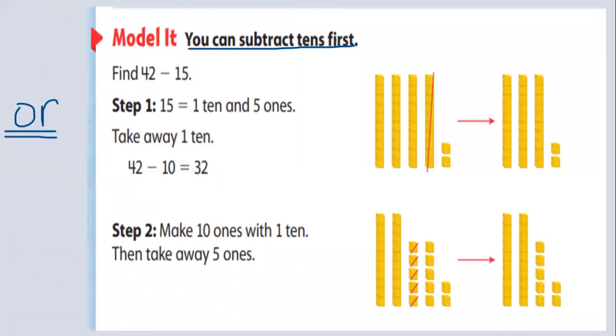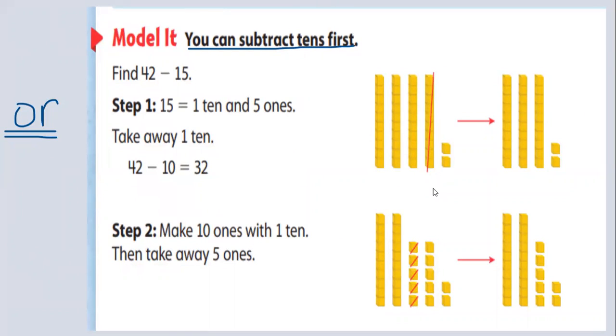You can also do the same thing, but start with the 10s first. So I'm going to quickly walk through this one. The same equation, 42 minus 15. Set it up here in base 10 blocks, 10, 20, 30, 40, 41, 42. But this time, instead of subtracting the ones first, I'm going to go ahead and just subtract that 10 first.